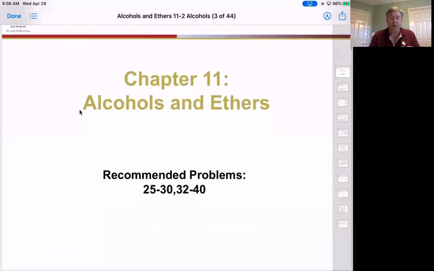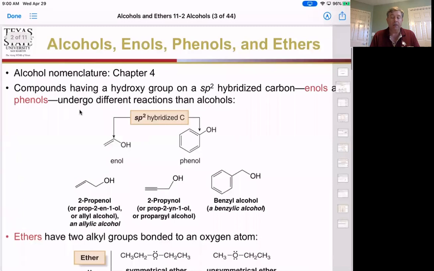Okay, so as we said before, alcohols are the group that has an OH group attached to an sp3 hybridized carbon. If we have that hydroxy attached to an sp2 hybridized carbon, we call them enols or phenols, or an aromatic alcohol here. So those are slightly different. Those are the only two systems that have an sp3 hybridized. Most of the other systems have sp2 hybridized.